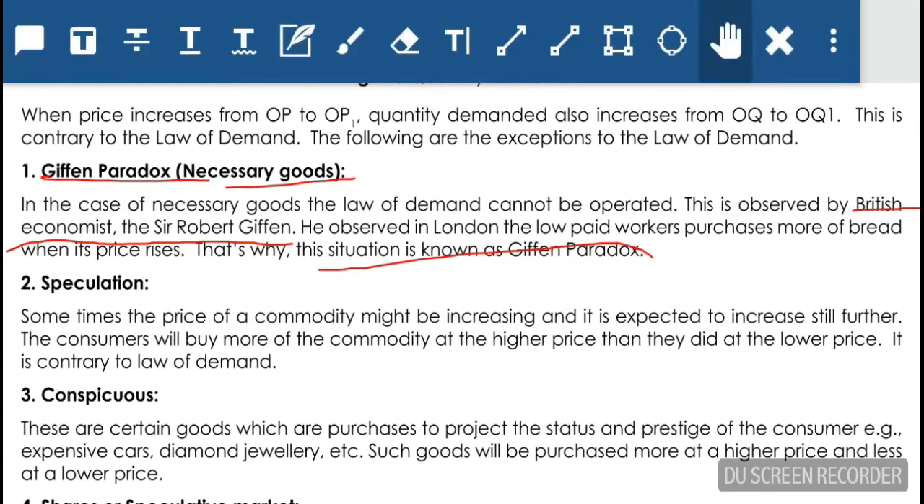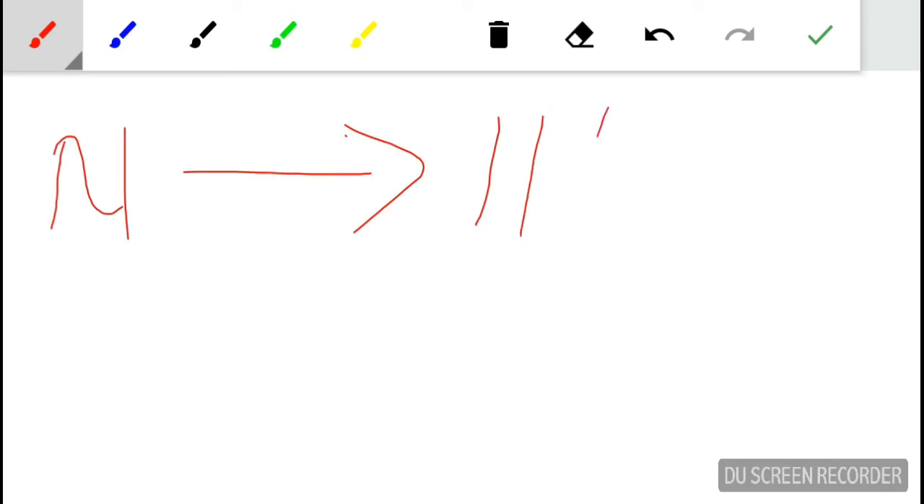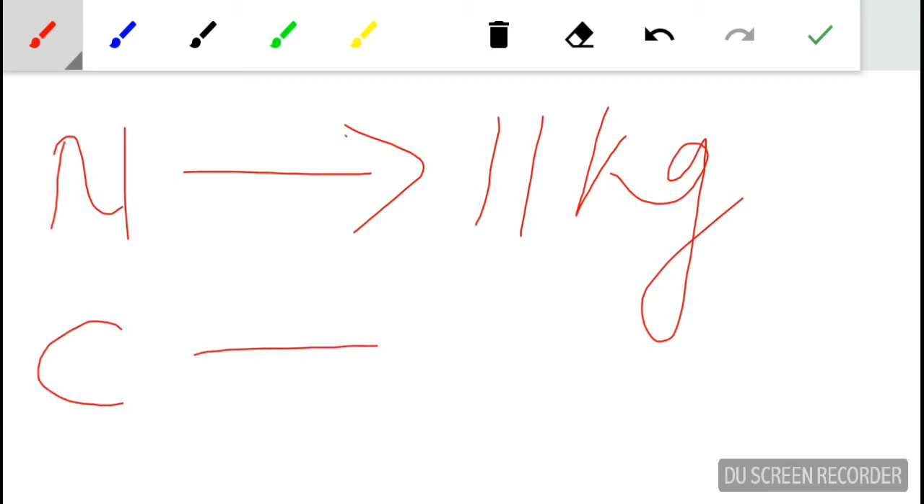There is a logic behind this. When will the price of necessary goods increase? N is my necessary product. I am buying it, 11 kg. And there are also some other products which are not necessary, but I buy them as a luxury or to comfort my life. So this product is C. I buy 5 kg of this product.